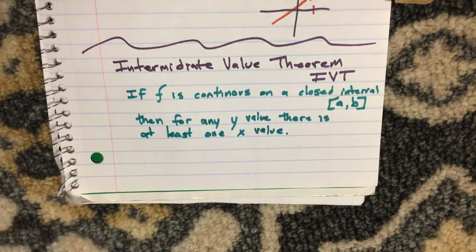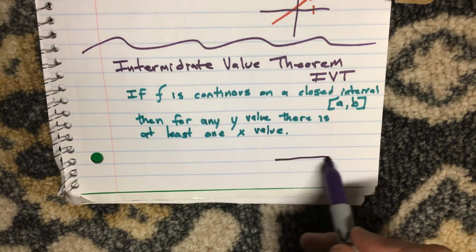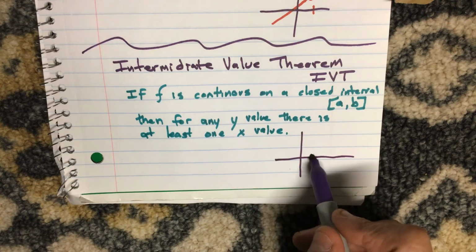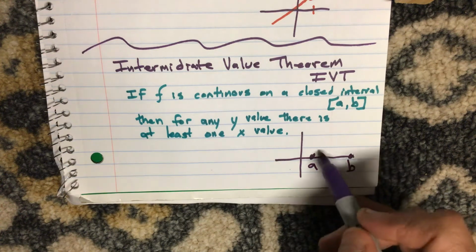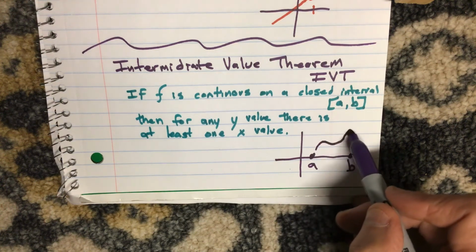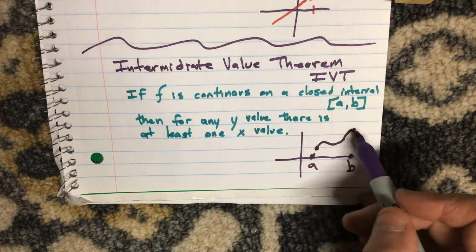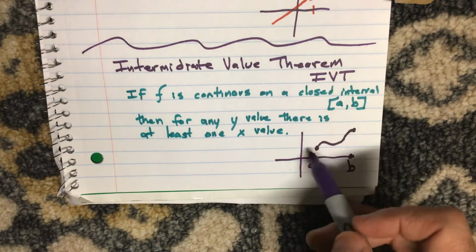So IVT is really simple. What it's saying is that if you have a function on some interval, say from A to B, and the function is continuous, so maybe it looks like this from A to B. There's no breaks in the graph from A to B on this closed interval, including A and including B.